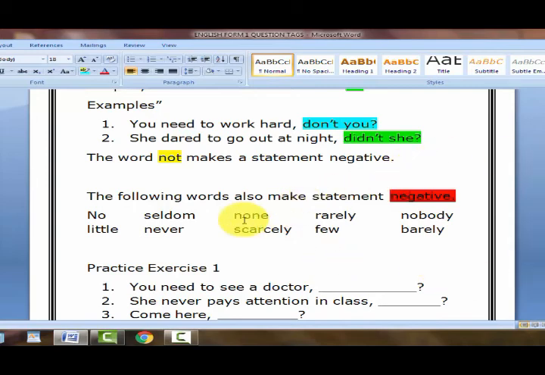Now, for example, I have got little fuel to spare for you. You can see we have used little, which is negative. I have got little fuel to spare for you. Now your answer should be in a negative form.